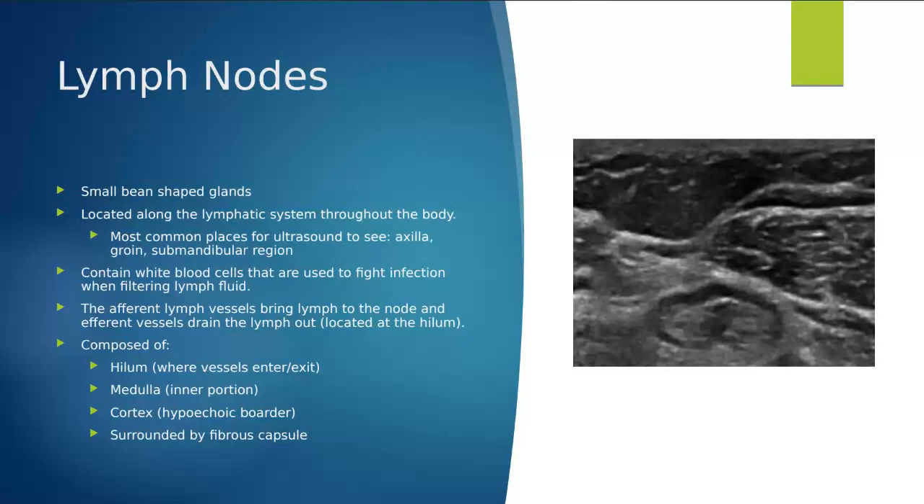So next we have our lymph nodes. These are small bean-shaped glands located all throughout the body. We mainly see these in the axilla, our armpits, the groin, and our submandibular region, or also our neck. They contain white blood cells that are obviously useful to help fight infections, especially while filtering that lymph fluid. So our lymph nodes are going to be responsible for processing and filtering that lymph fluid.